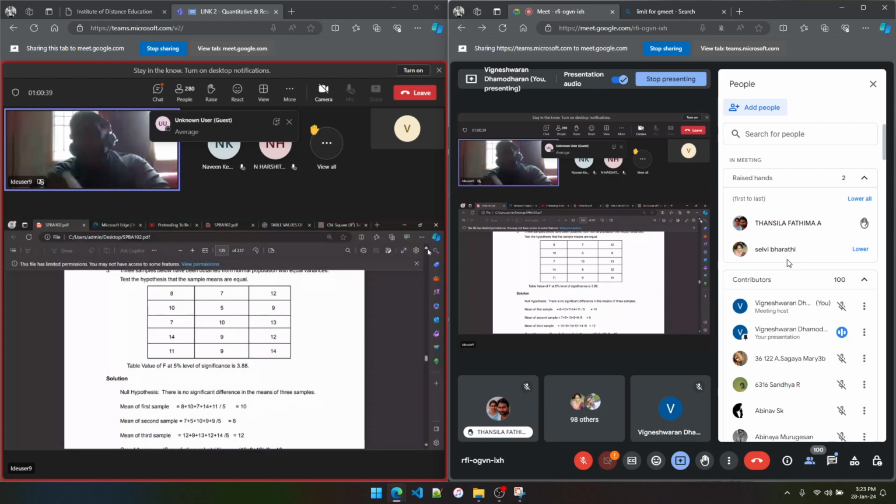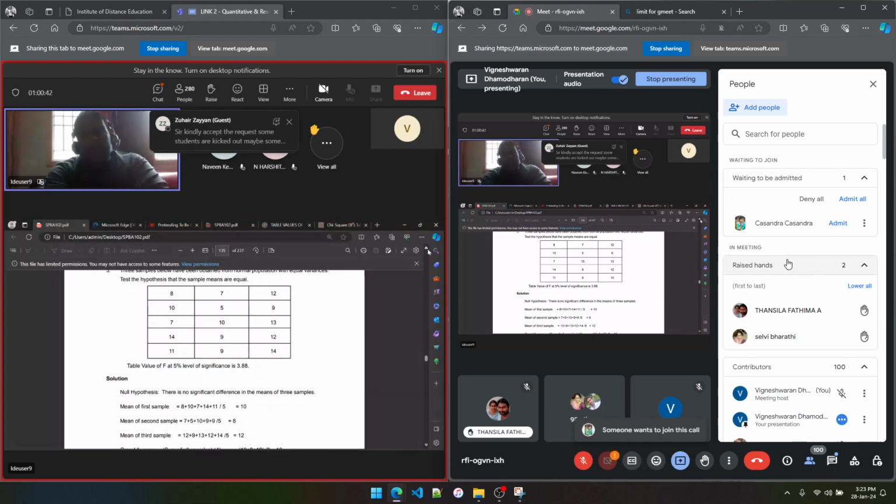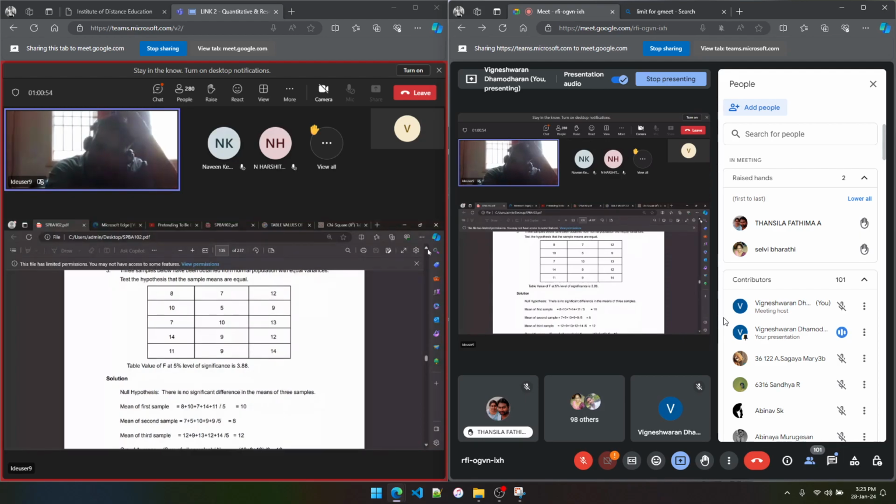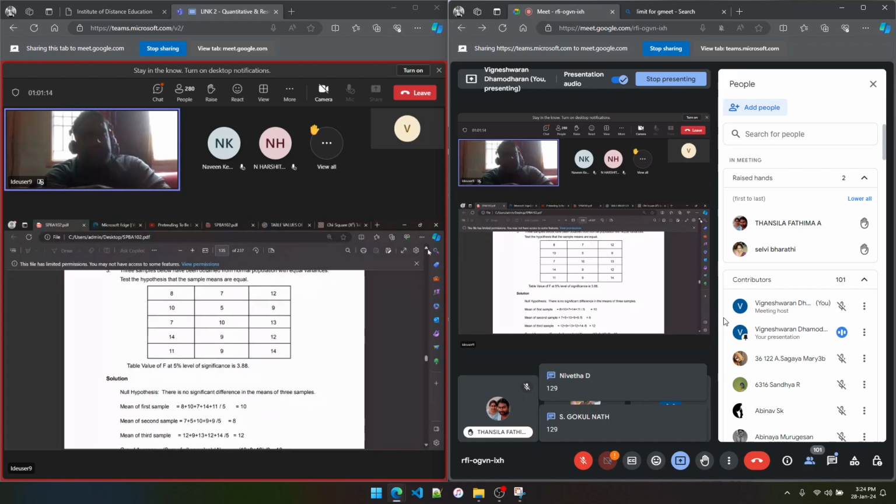Similarly, you have to find out the mean of the second sample. Like I said before, you have to add all the values of the second column, and then they should be divided by 5. So the total of the second column is 40. That is divided by 5. Therefore, the mean of the second sample is 8. Then, mean of the third sample, that is 12 plus 9 plus 13 plus 12 plus 14. That should be divided by 5. I mean, the total of the third column is 60. That is divided by 5. Therefore, the mean of the third sample is 12.